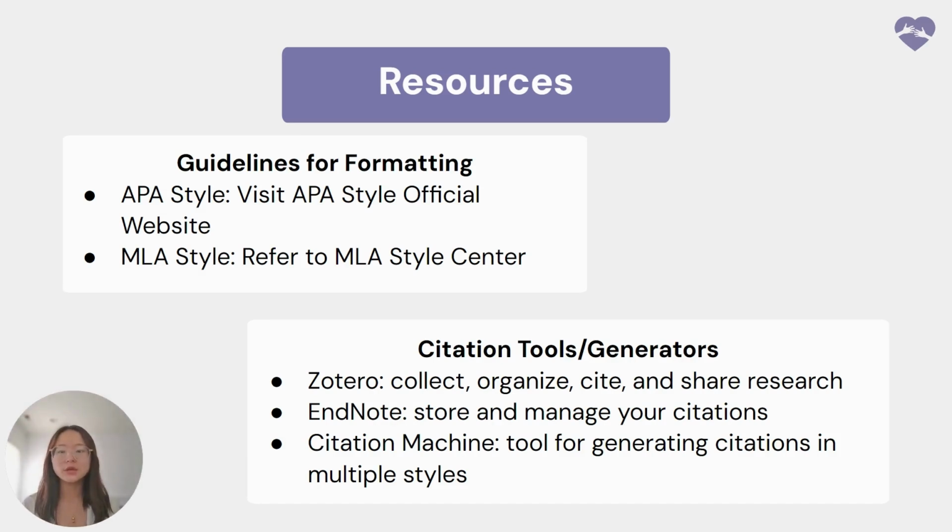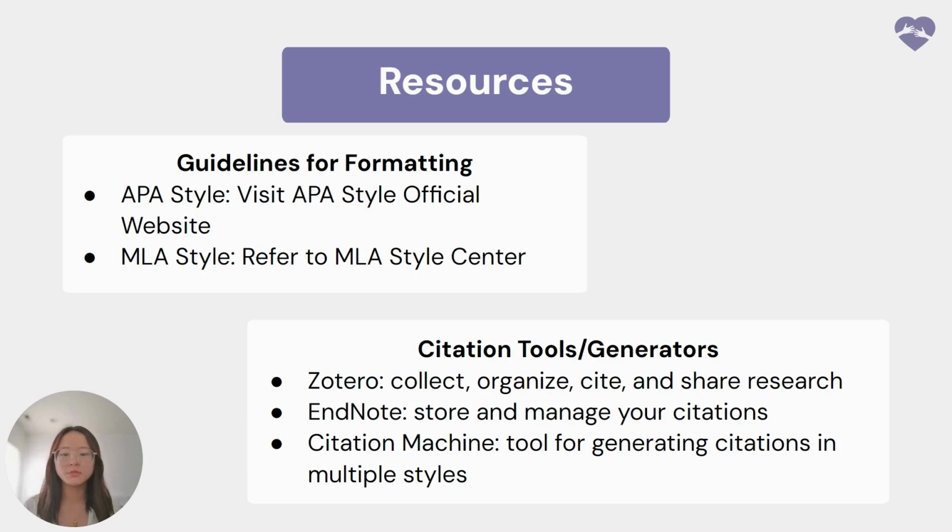Next is EndNote. EndNote is another reference management software that helps you store and manage your citations. It's particularly useful if you're handling large-scale research projects, as it integrates with other tools and databases, making it easier to keep track of all your references in one place.